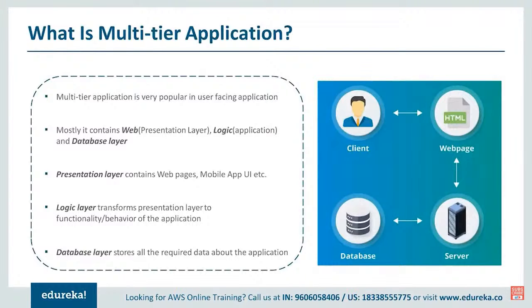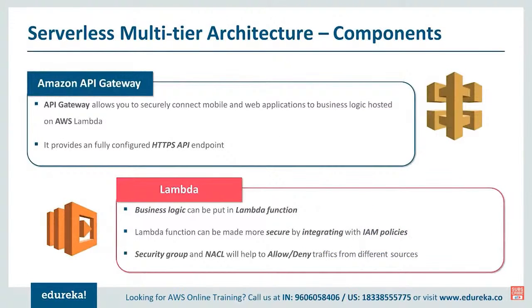Then multi-tier applications, depending upon your application logic, you can have a two-tier, three-tier, or n-tier application. And usually you'll have a presentation layer, a logic layer, which is the application layer, and the database layer, and group the resources. Then for creating serverless multi-tier architectures, you can use services like API gateways, which allow you to securely connect mobile and web applications to business logic hosted on Lambda. So Lambda, we have seen that it's essentially your business logic that you put into a Lambda function, and Lambda function is triggered on need basis. It could be a trigger from your application, or it could be based out of an event that is generated by a service.